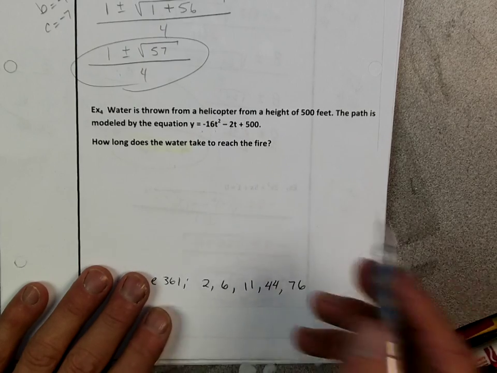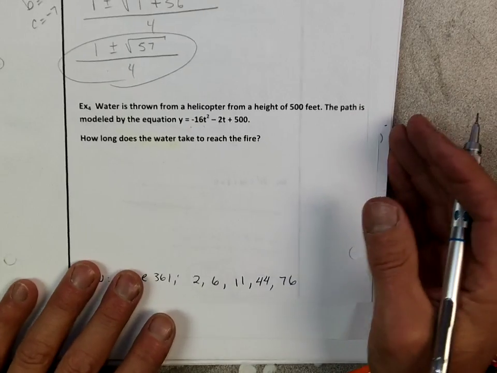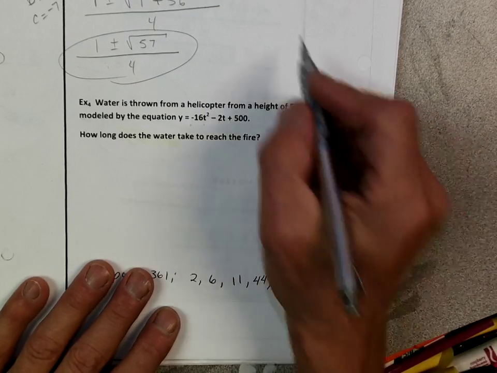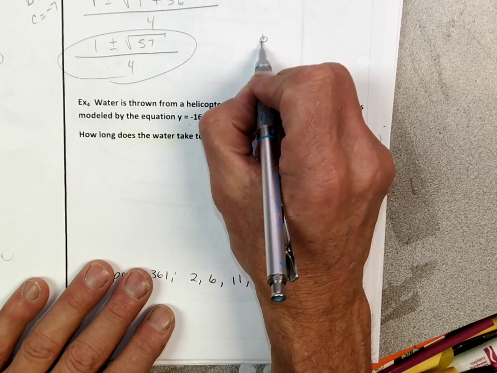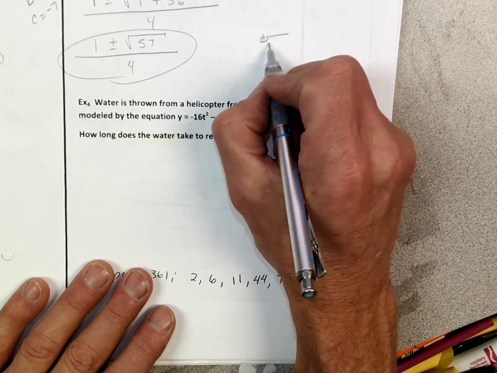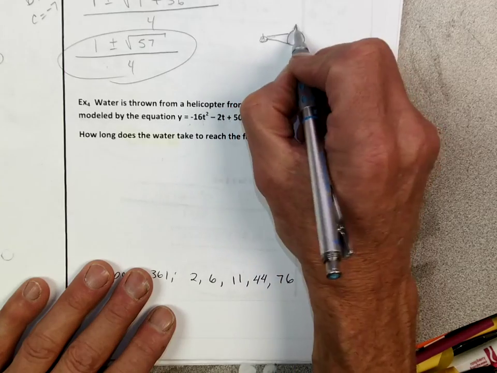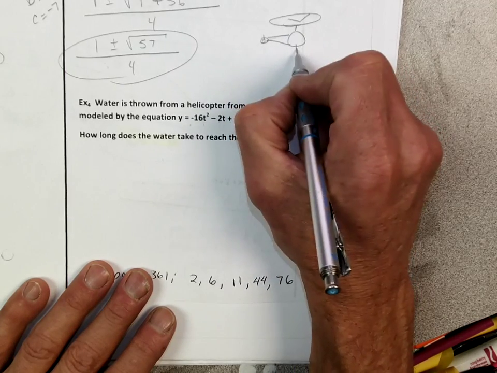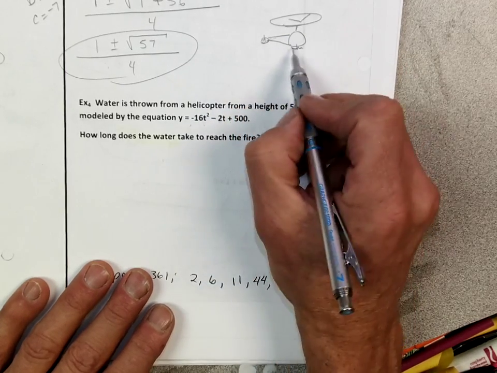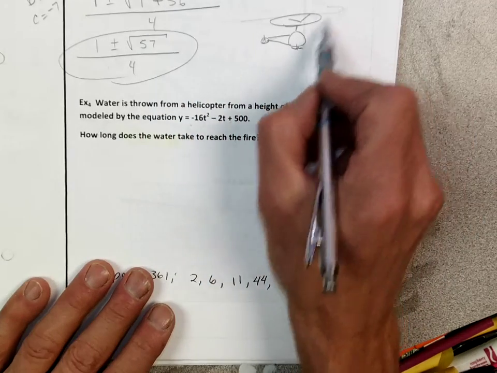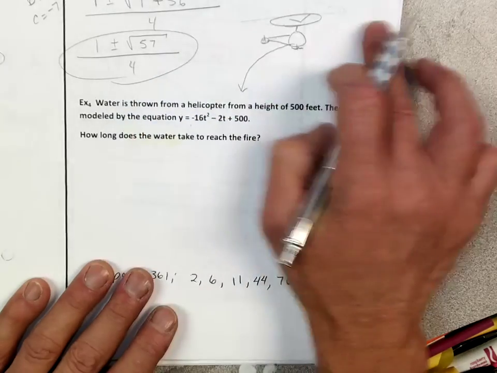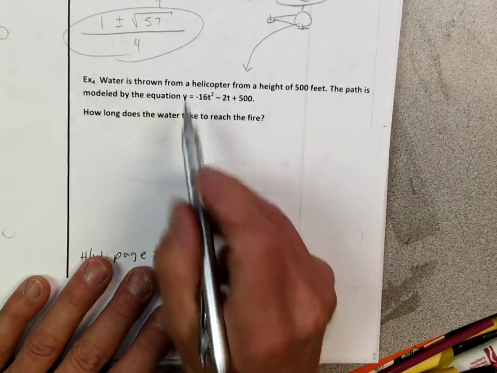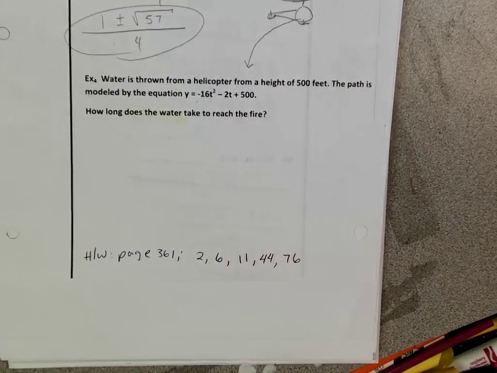Okay, so let me draw a picture. You guys have all seen, I mean, we live in fire country. We've all seen it happen, right? So as the helicopter is moving along, I'll draw a little picture of my helicopter here. And as he's moving along this way, the water falls like this. Doesn't that make sense? If he's moving this way, the water falls like that. So it does fall in a parabola.